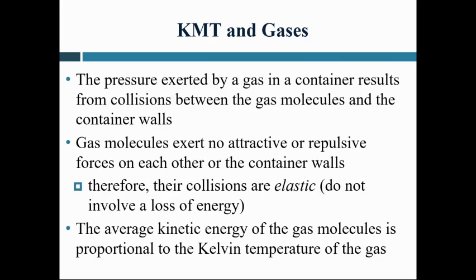The pressure that's exerted by a gas in a container results from the collisions between the gas molecules and those container walls. The gas molecules actually have no attractive or repulsive forces on the container or the wall, so they're just going to continually move and not hit each other unless they have the perfect conditions. Therefore, when they do collide, their collisions are elastic. They do not involve a loss of energy. So the average kinetic energy of the gas molecules is proportional to the Kelvin temperature. If the temperature increases, the particles will start to move a lot faster and have way more collisions. If the temperature is decreased, their collisions will lower.